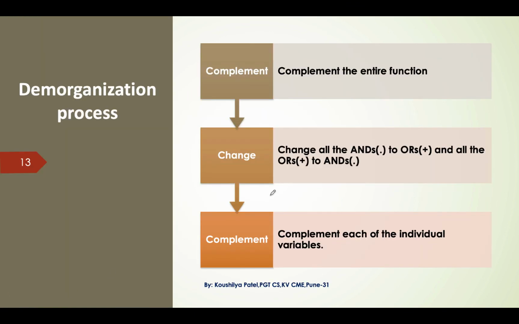Now the next step is the De Morganization process. This process of complementing each sign is called the De Morganization process. So complement the entire function first. In the second step, change all the ANDs to ORs and all the ORs to ANDs, and complement each of the individual variables. So this entire process is called the De Morganization process.